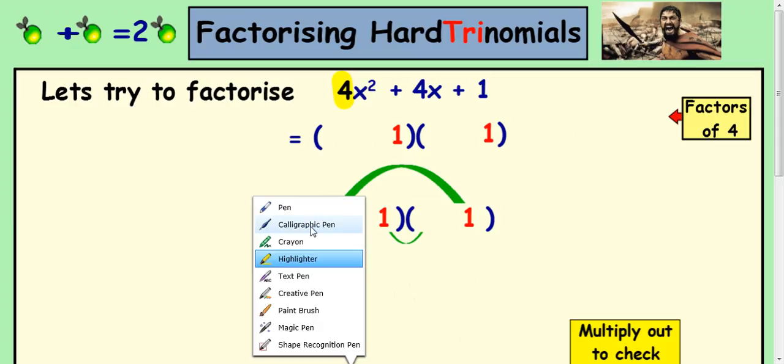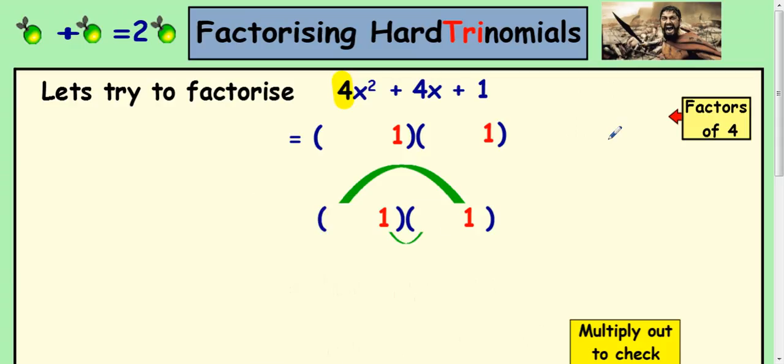Okay, so let's look at factors of 4. So if you look at 4, you think, well, I could have 1 times 4, or I could have 2 times 2. Now we're trying to generate a 4x in the middle, and some of you might see it already, 2x and 2x to generate that, but I'm going to explore what happens when you put in the 1 and the 4. So we'll have a wee look at that.